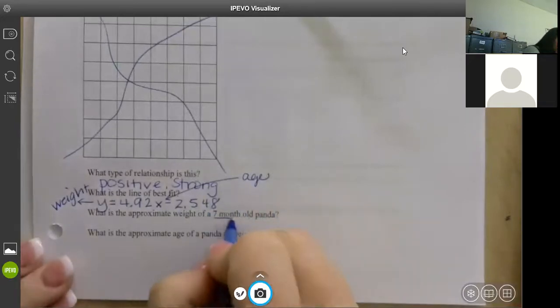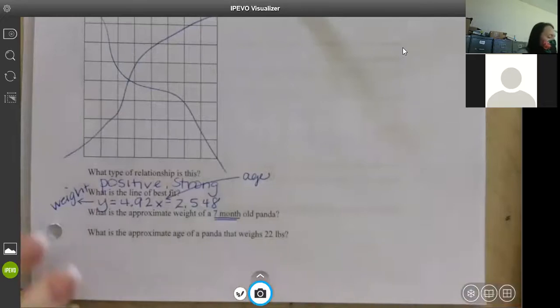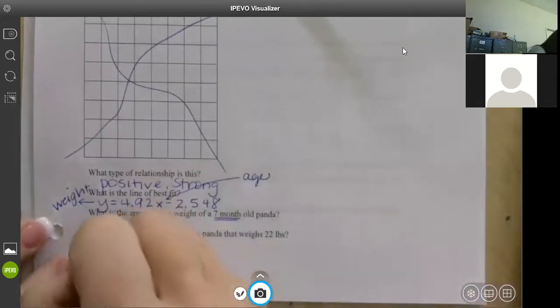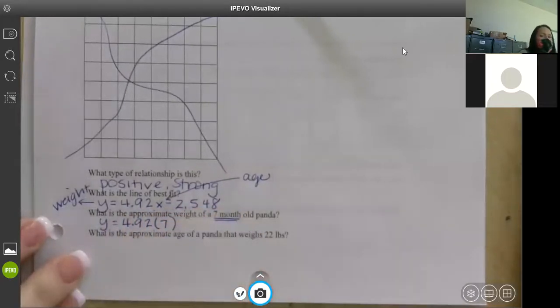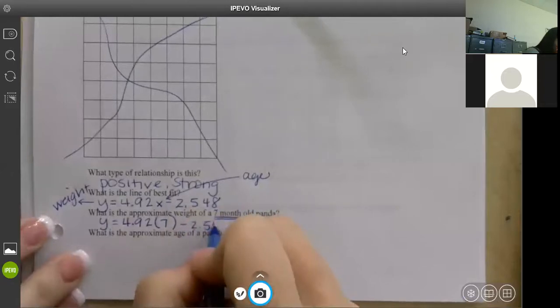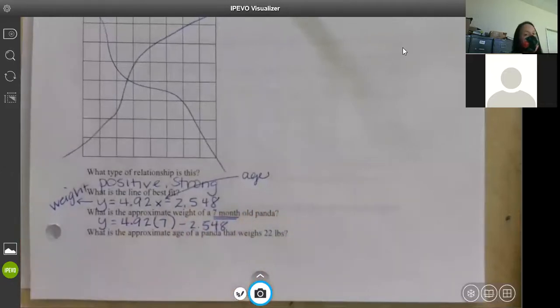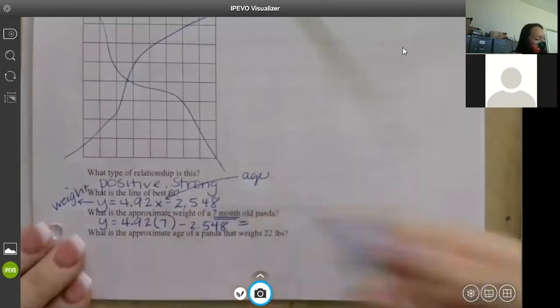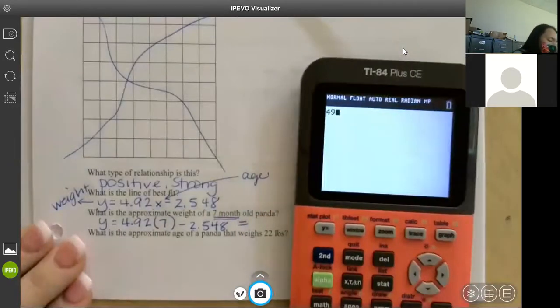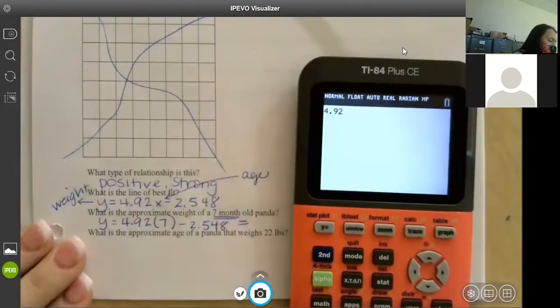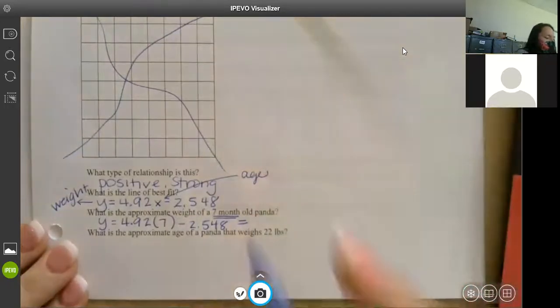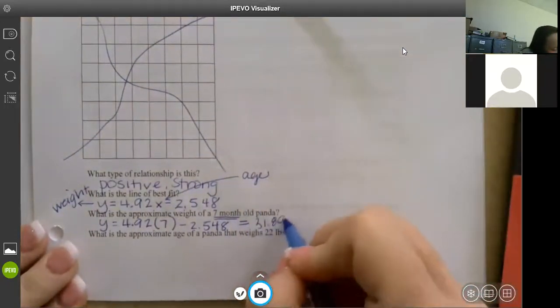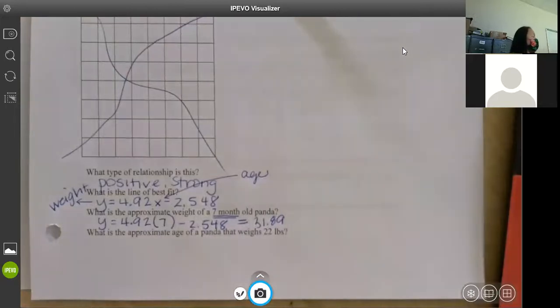Where does the 7 go if it says a 7-month-old panda? X. So we're going to do Y equals 4.92 times our X, 7 months old, minus 2.548. Just like before, we literally type that into our calculator. So 4.92 times 7 minus 2.548. And what do we get? 31.89 pounds. You don't have to worry about units.